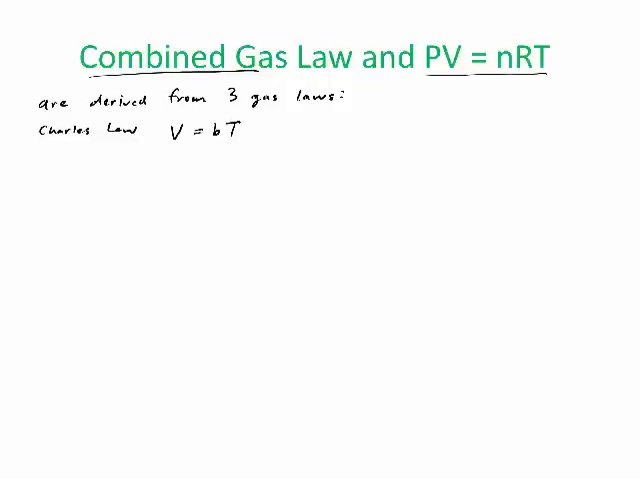Okay, if we have Boyle's law, then that states that if we multiply the pressure times the volume, then we get some constant that we'll call A. Now I'm going to rearrange this and solve for volume, so I'll get V equals A times 1 over P.